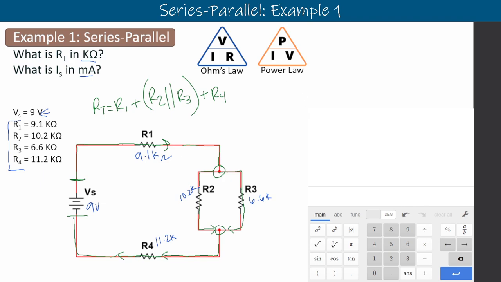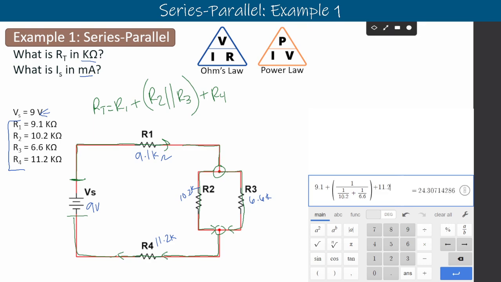We can use our Desmos to calculate that out. We'll say that we have R1, that's 9.1. They're all in kiloohms, so we can just leave the kiloohms off. Add that to, open a parenthesis here, we'll do our parallel, 1 over our R2 in parallel with R3, so that's 10.2 plus 1 over 6.6. We'll close that off, and we will add in our final series resistor of R4, that's 11.2. That's going to be our total series parallel resistance here.